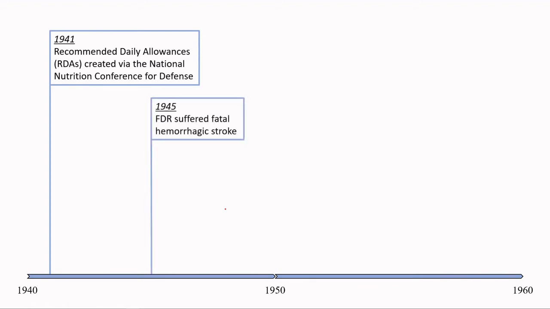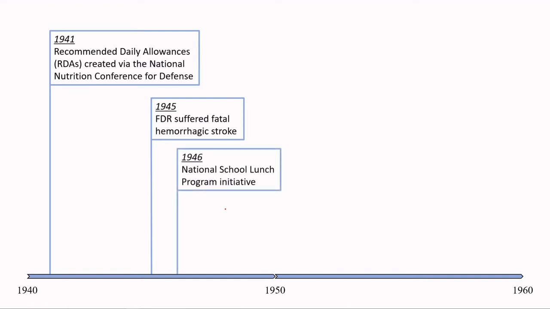Many Americans heard of cardiovascular disease for the first time when FDR unfortunately suffered a fatal hemorrhagic stroke in 1945. A few years later, President Harry Truman created the National School Lunch Program Initiative in 1946, which is one of the first federal programs to identify the importance of nutrition in kids.